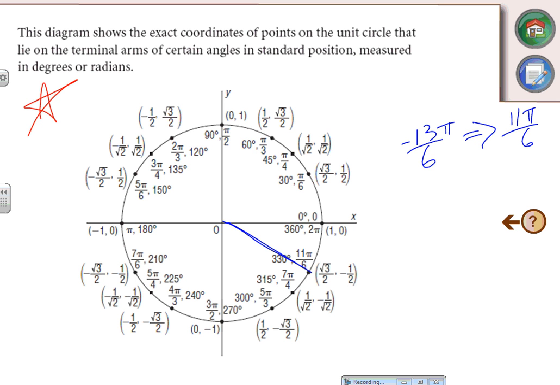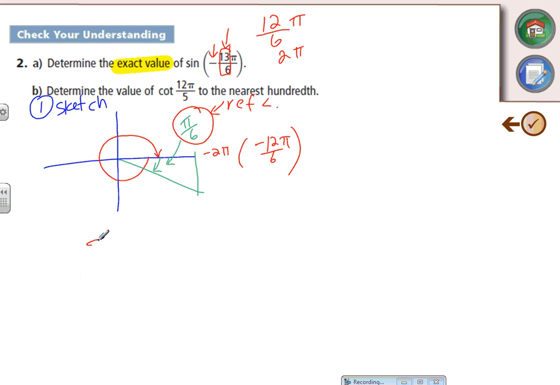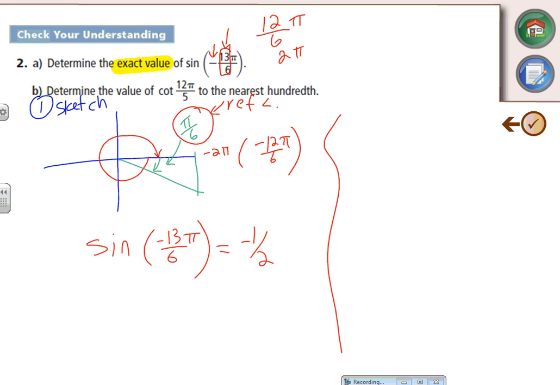We're looking for sine, so I just read my y-coordinate, negative 1/2. Done deal. So I say sine of negative 13 pi over 6 is equal to negative 1/2. Finished.